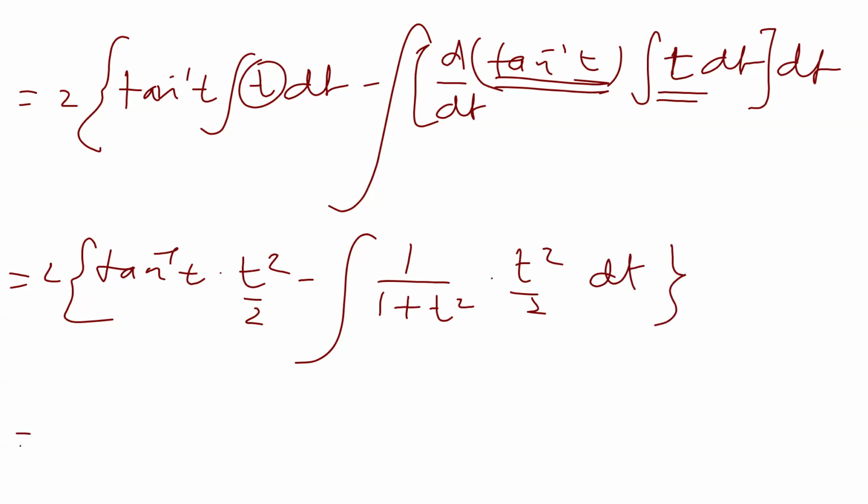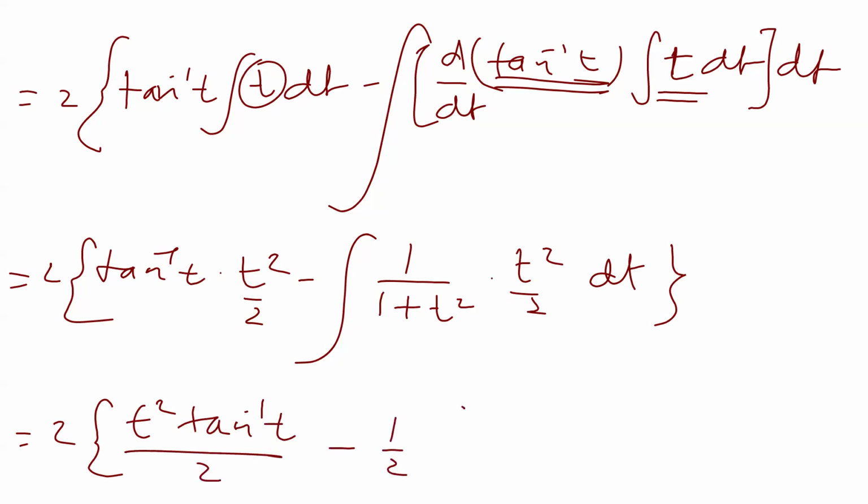So 2 t square tan inverse t by 2 minus half t square upon 1 plus t square dt. Now the maximum degree of the numerator and the maximum degree of the denominator is same. So if the degrees are same, make numerator same as denominator.